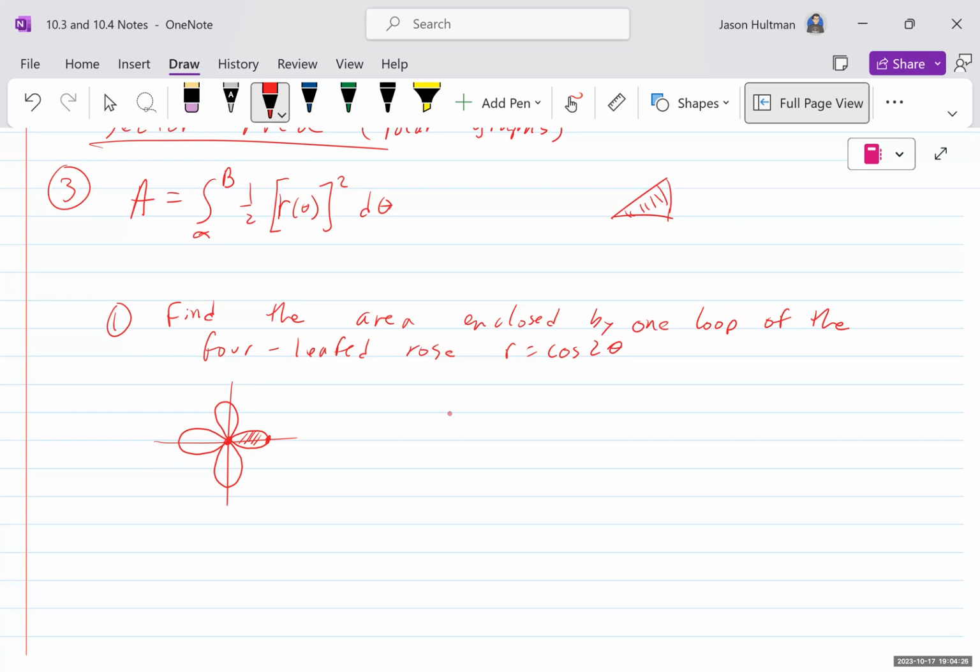So I have to find out, well, where is it going to be 0? Right? The cosine of what is 0? Well, the cosine of pi over 2 is 0. I know that. The cosine of pi over 2 is 0, and the cosine of 3 pi over 2 is 0. And the cosine of negative pi over 2 is 0.